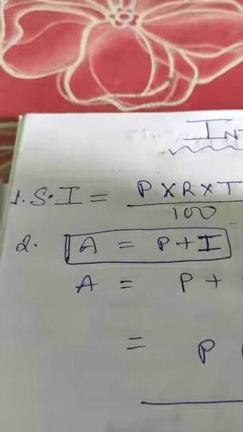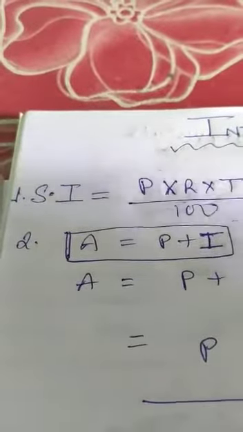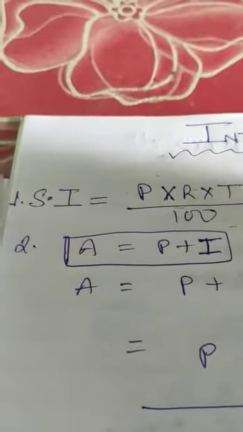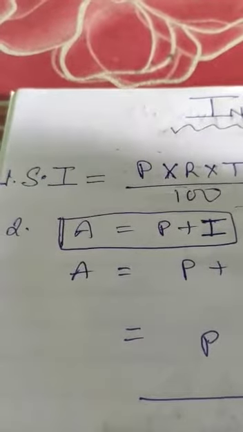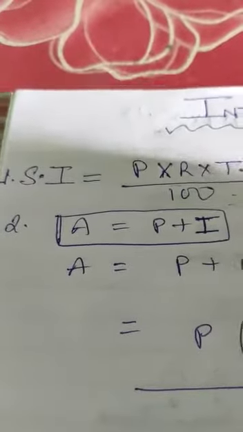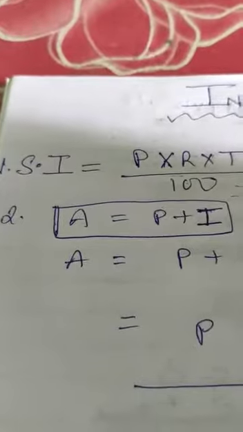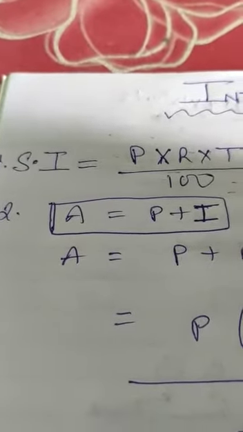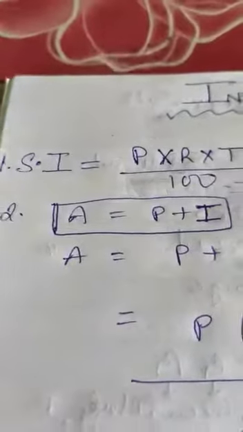So rate is the interest on every borrowed or lent money, like 10%, 12%, 5%. Time is the period for which the money is lent or borrowed. Suppose for 2 years you are taking, for 3 years, for 1 year, like that.